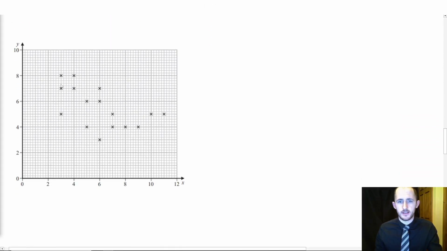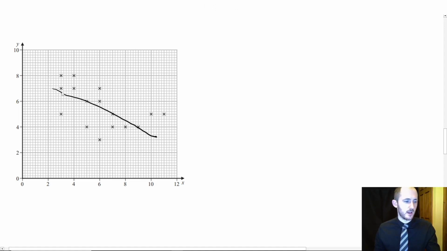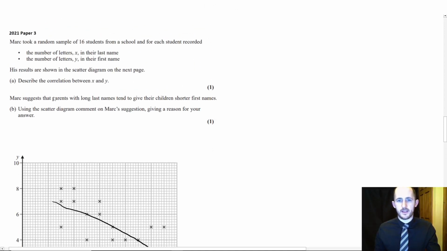So if we look here, can we see any kind of correlation? Well, it's ever so slightly negative, right? Like if I were to draw a little line going through this, maybe move it down a little bit, that would be roughly where your line of best fit would be. As you can see, the line's going down, therefore it is negative correlation.